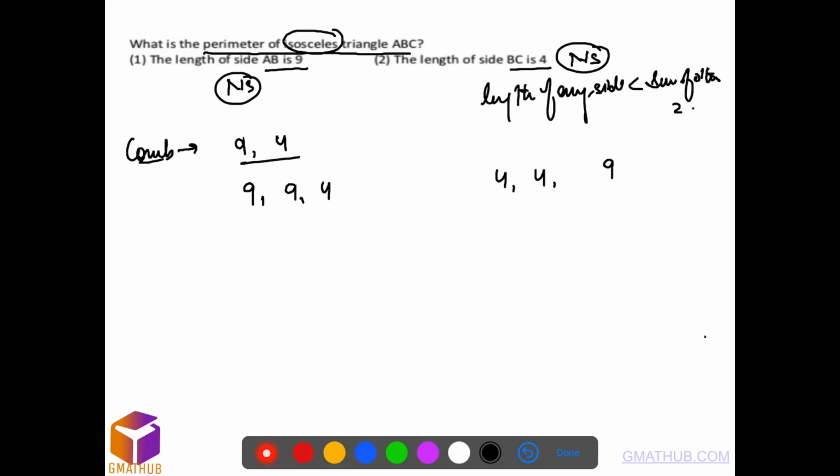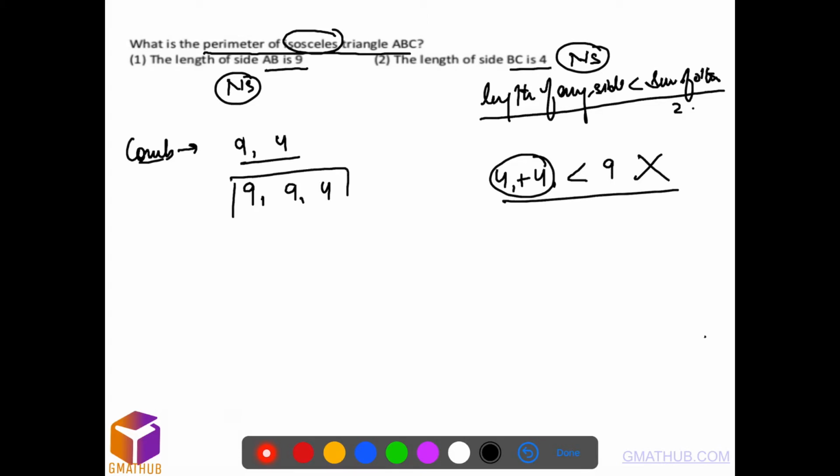But if you see, this condition has to be satisfied for any triangle. The 9 is greater than the sum of the other two. So this is not a possible case, this is invalid. So only one case is possible, 994, sufficient. C would be our answer.